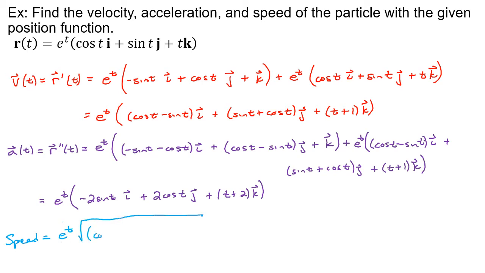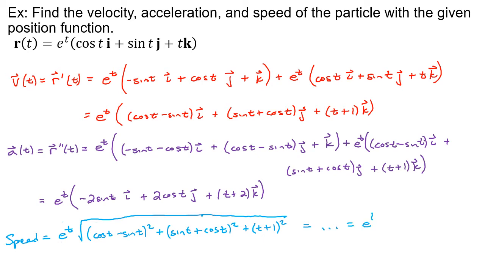So I'll have cosine minus sine squared, sine plus cosine, and then the t plus 1 squared. So the terms from your velocity function get squared and added together. Again, you can simplify this if you want, especially with all those sines and cosines in there. It will simplify. If you want to leave it like that, that is perfectly okay.